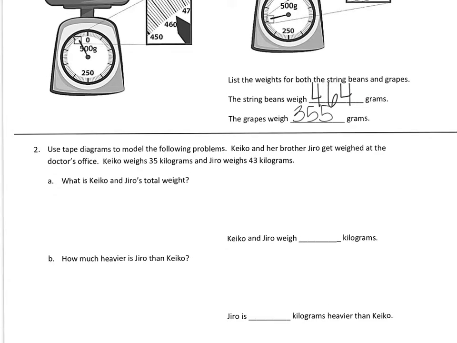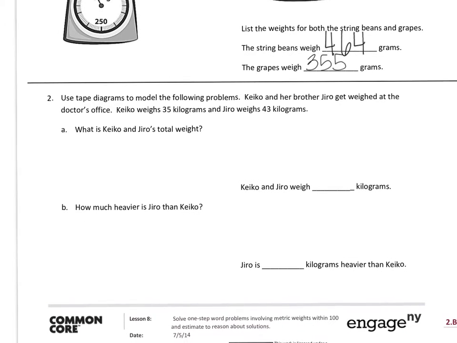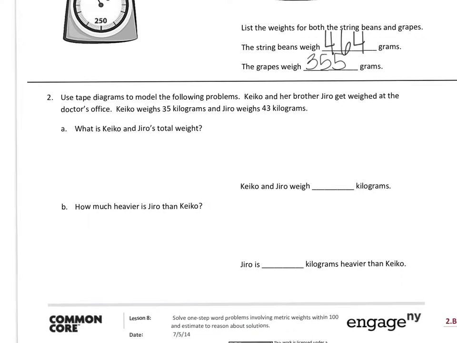Now I'm going to use tape diagrams to model the following problems. Kiko and her brother Hiro went to get weighed at the doctor's office. Kiko weighs 35 kilograms and Hiro weighs 43 kilograms. What is Kiko and Hiro's total weight? So when I hear that word total, that means I'm going to add. Alright, and I'm supposed to use tape diagrams. So normally we use tape diagrams to do multiplication. So we don't normally use tape diagrams to do addition.